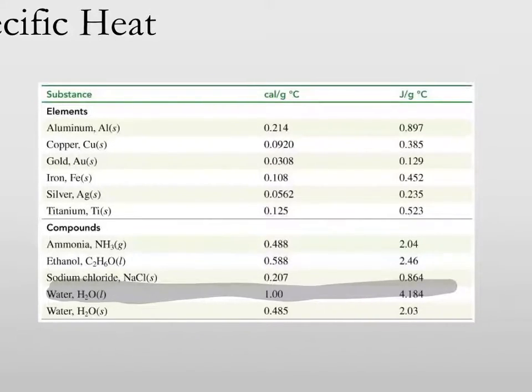Notice if we have solid water or ice, in order to raise its temperature by 1 degree Celsius, it actually takes less energy, and we'll see that later on in this lesson.